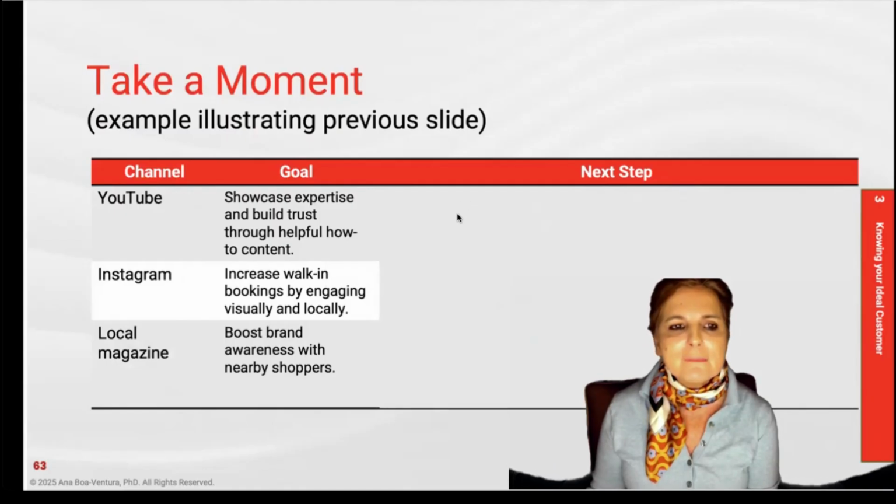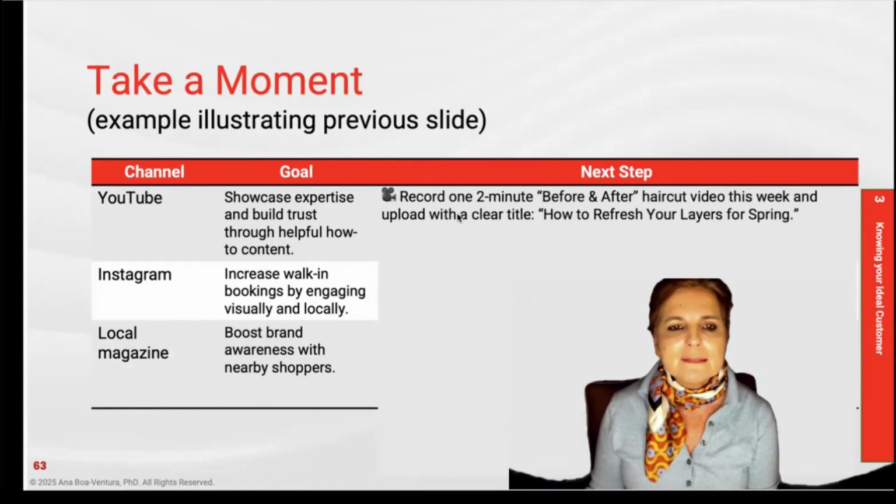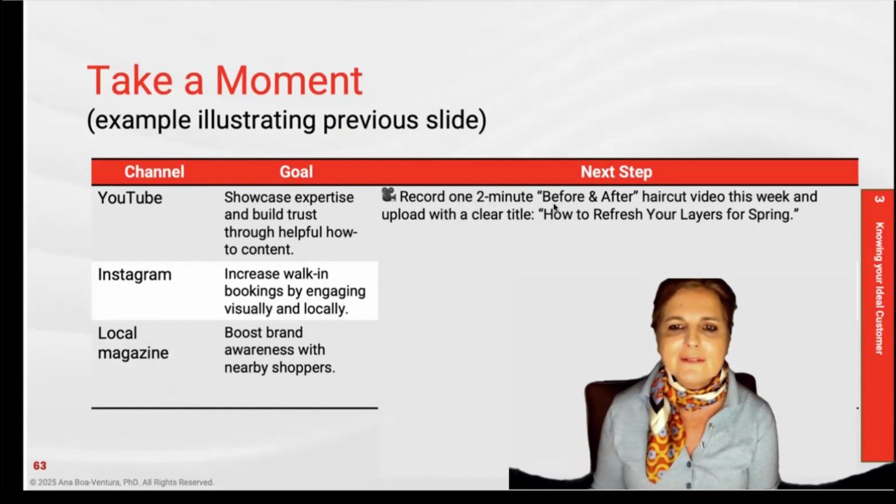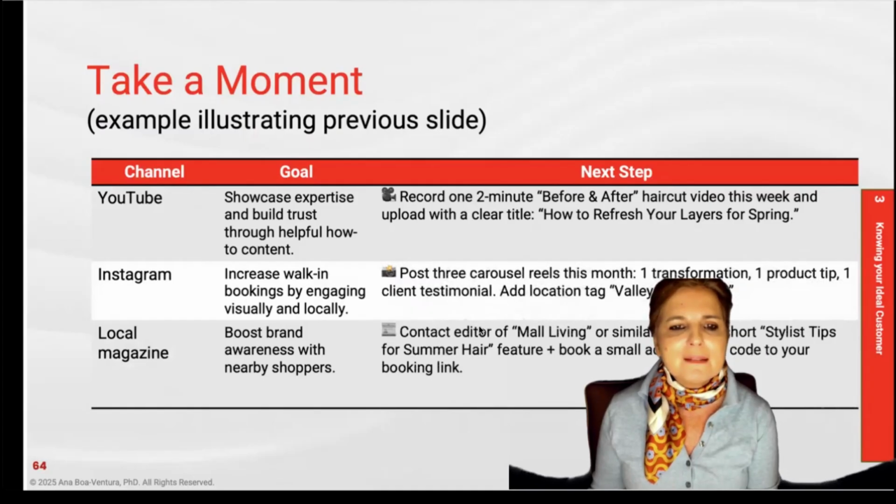So the next step in the case of YouTube could be: record a 1-2 minute before and after haircut video this week and upload it with a clear title, how to refresh your layers for spring. Okay, so it's a how to refresh your layers for spring, and it's one video, it's 2 minutes, and it's the before and after kind of video. Okay, and for Instagram, I could have: post 3 carousel reels this month.